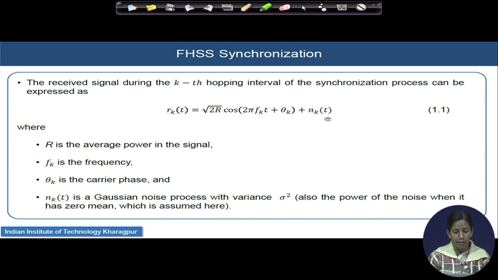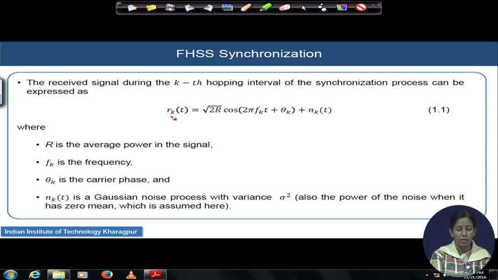We wrote the equation like this. We also discussed that in this equation, Rk is the received signal as well as the transmitted signal on the kth hop interval. Capital R is the average power inside the signal. Fk is the frequency of transmission. Theta k was the carrier phase associated with it, which is random and usually uniformly distributed. Nk is the additive white Gaussian noise process with the variance sigma square, and as we have considered the mean of this process to be equal to 0, then sigma square is equal to the power of the noise.